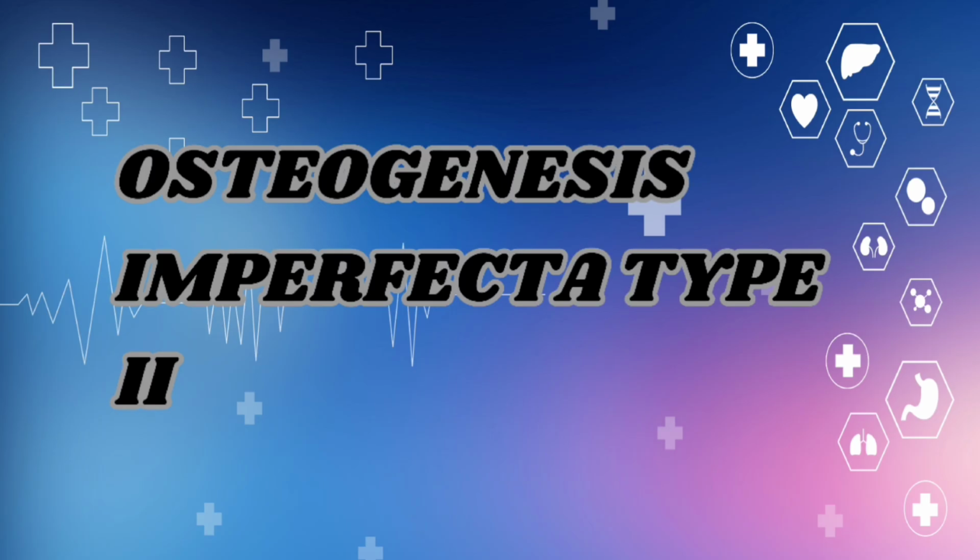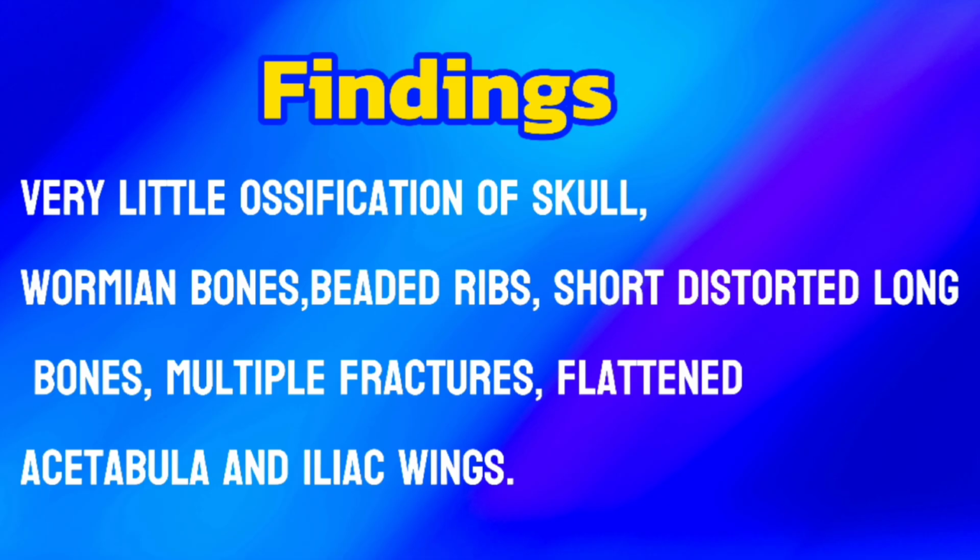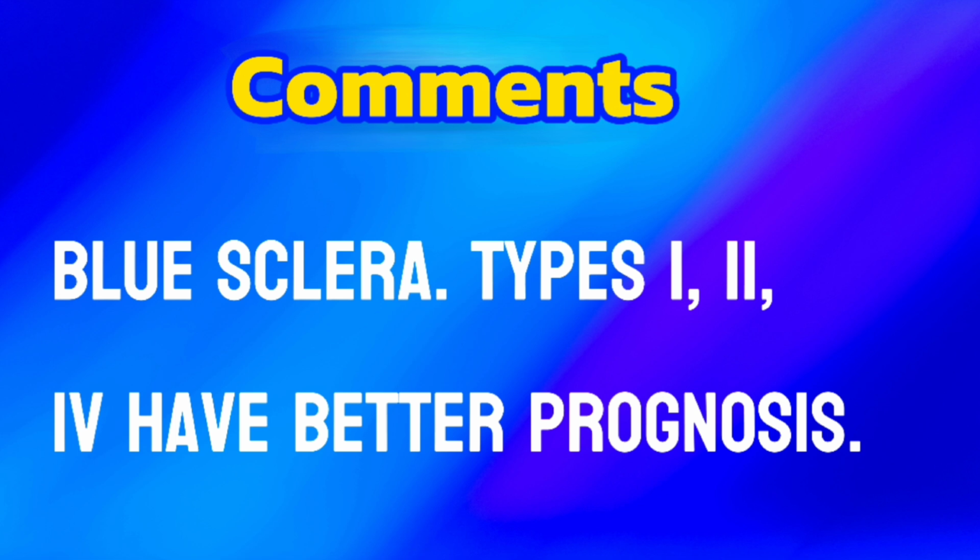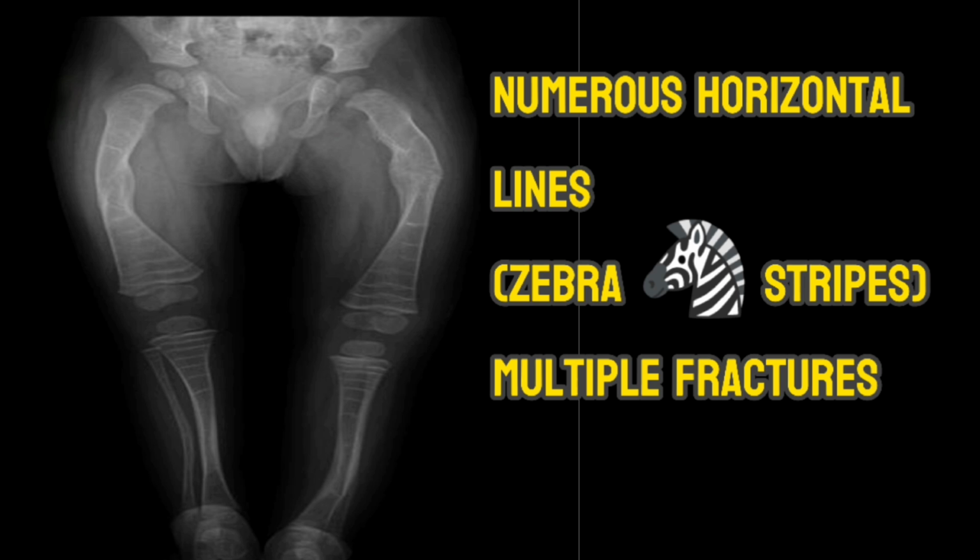Next comes osteogenesis imperfecta type 2. Findings are very little ossification of the skull, wormian bones, beaded ribs, short distorted long bones, multiple fractures, flattened acetabula, and iliac wings. The comments are blue sclera, types 1, 3 and 4 have better prognosis. On X-ray, numerous horizontal lines, zebra stripes, multiple fractures.